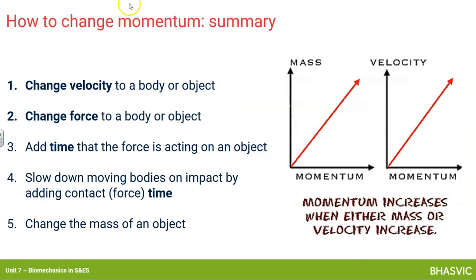So just to summarize, how can we change momentum? We can change velocity, we can change the force, we can change the time we apply the force in. We can slow down moving objects over a longer period of time, like the cricket catch. Obviously, we could change the mass of the object if it's a training aid, but we can't change our own mass.